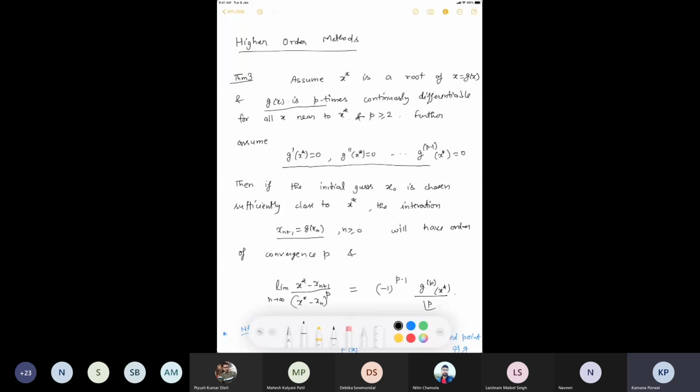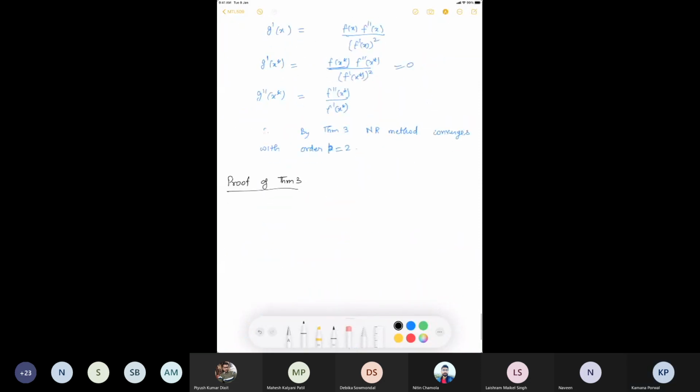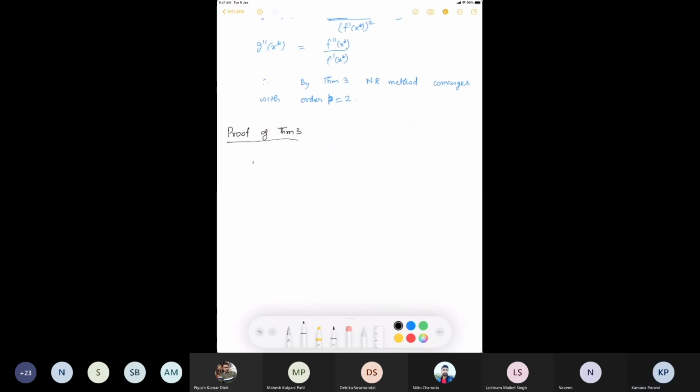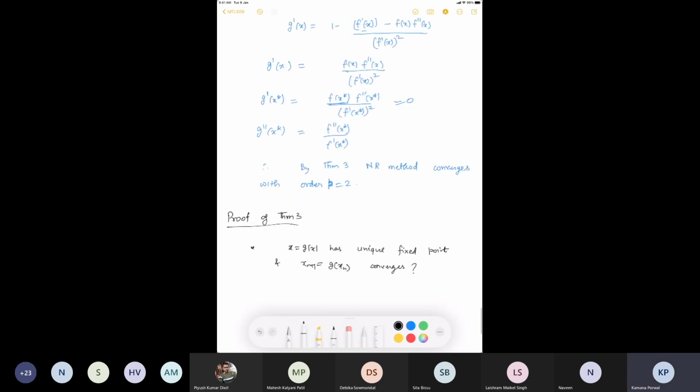Okay, so now first of all, tell me: whatever assumptions we have in the theorem, using that, can we say that x equal to G(x) has a unique fixed point and the sequence x(n+1) equal to G of xn converges? So can we say these two things?